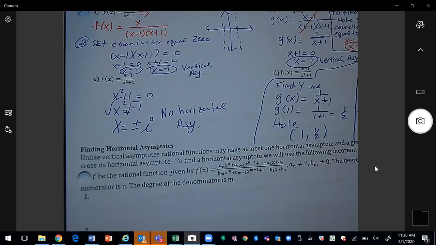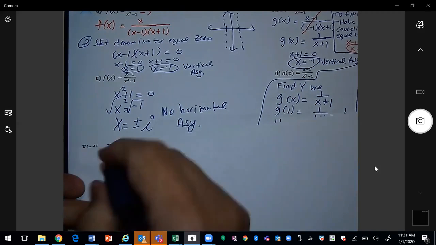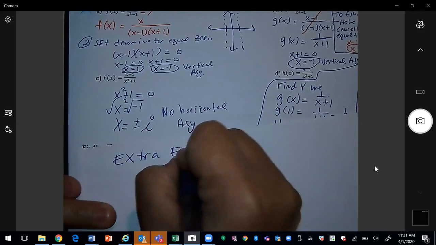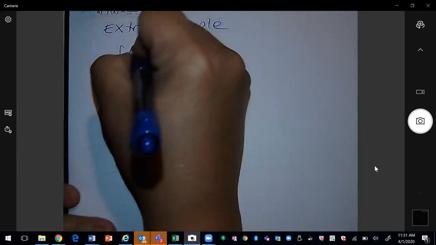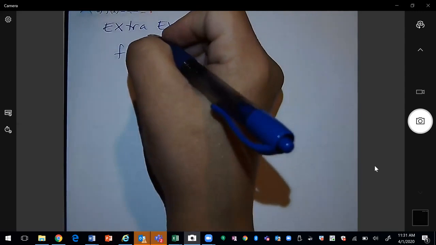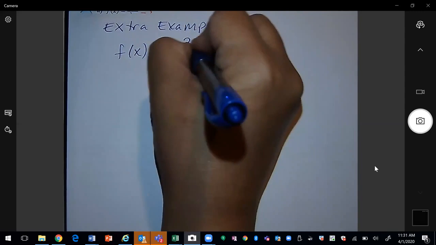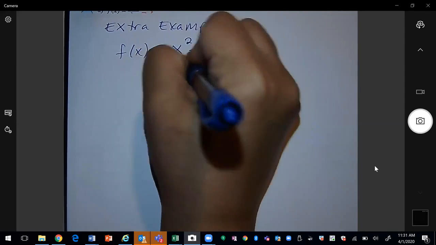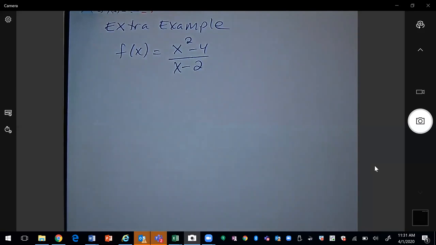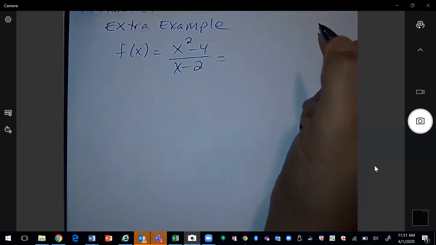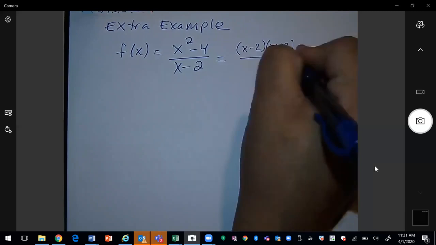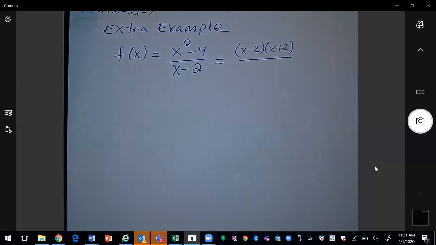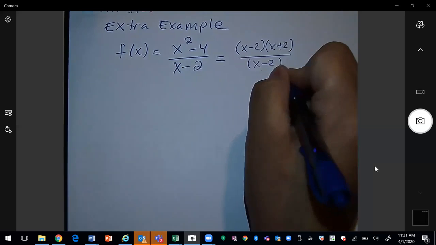Okay. But let me give you one where we can practice finding everything else again. So this is an extra example that's not in your notebook. Okay, so let's say we have f of x is equal to x squared minus 4 divided by x minus 2. So the first step is to factor this completely. So the top part is going to factor as x minus 2, x plus 2. So that is how the numerator factors. And then the denominator is already factored.